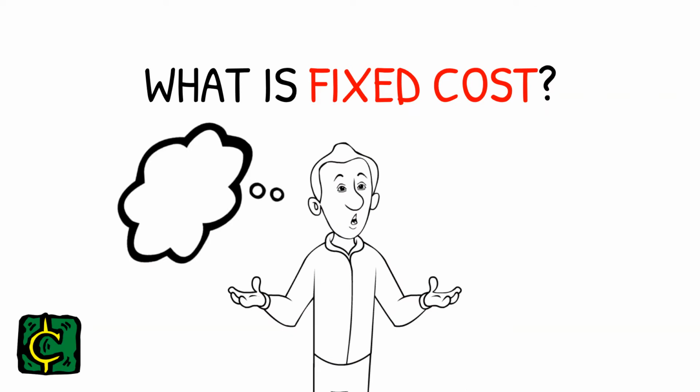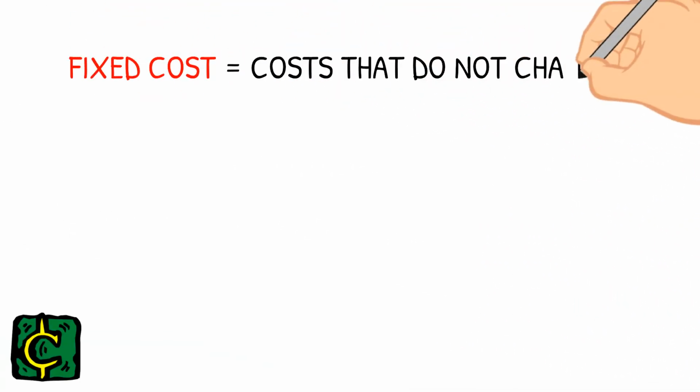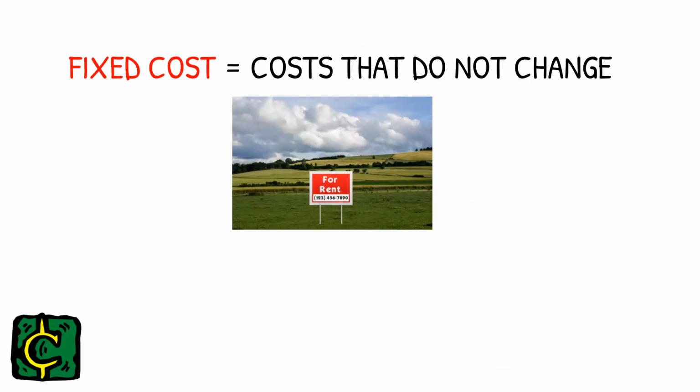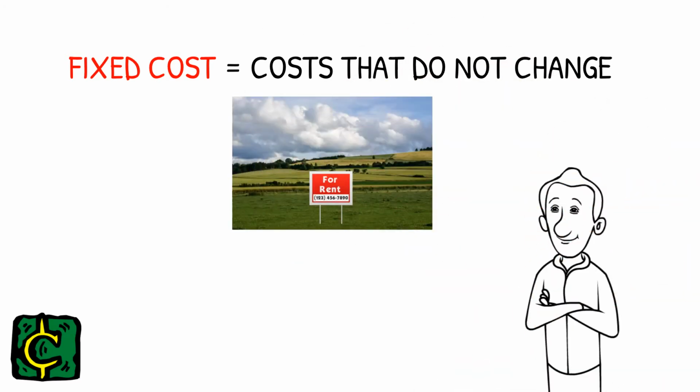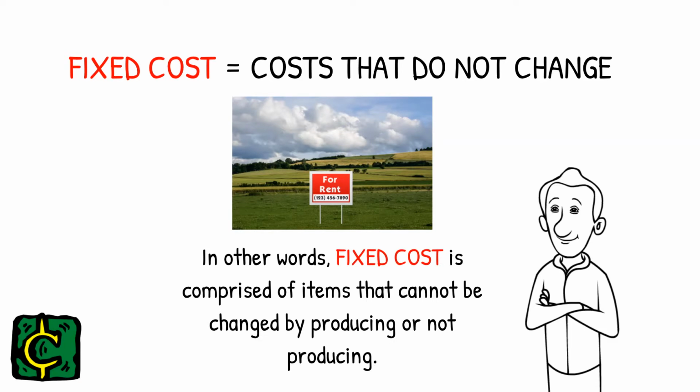What is fixed cost? Fixed cost is made up of fees that do not change. Even if we didn't have cows and didn't have to feed them, we'd still have some expense or fixed cost. If I own property, even with no cows on it, I still pay for its value. So, fixed cost cannot be changed by producing or not producing.